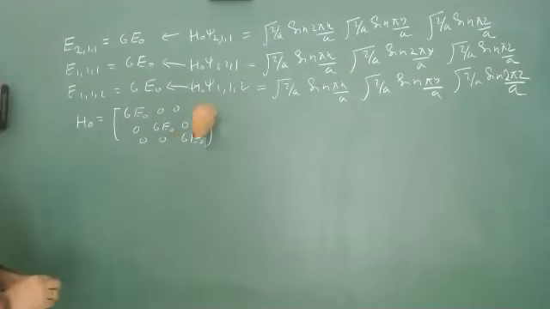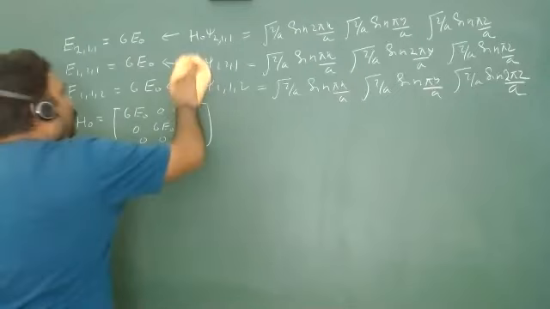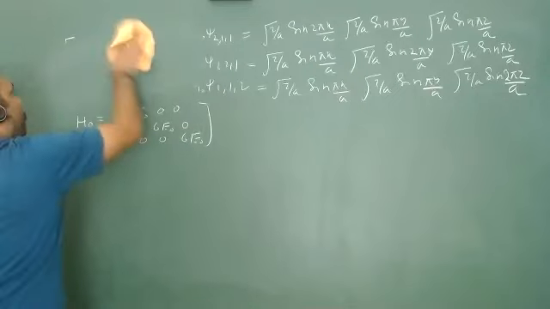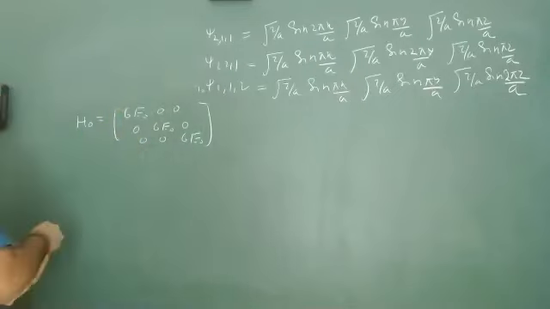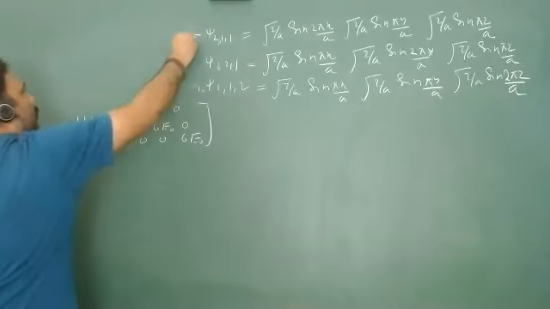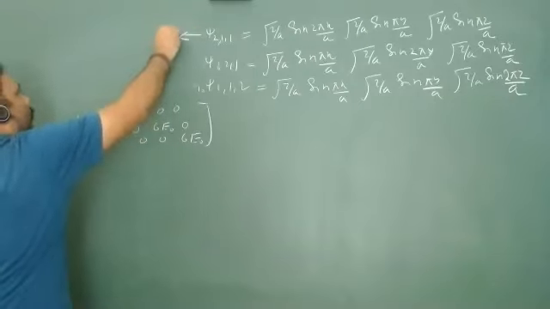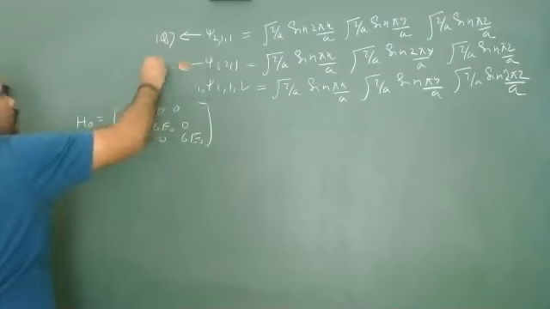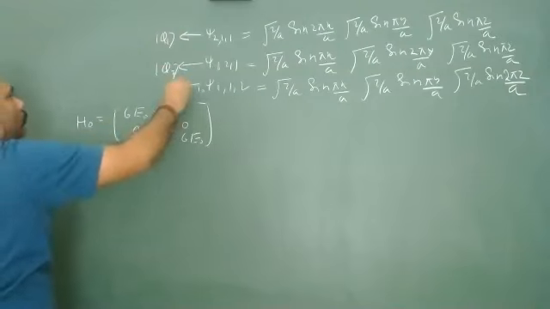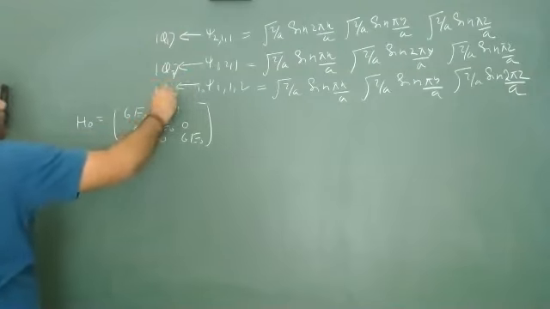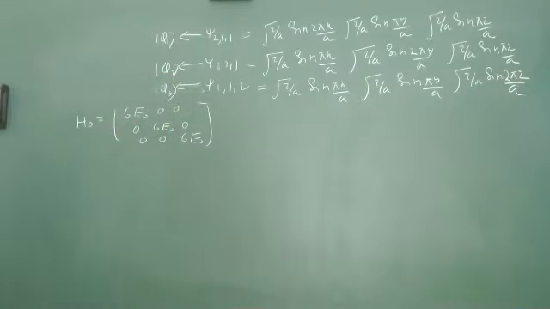So for convenience, you can write this as, let's say, phi 1, phi 2, phi 3. Can you please tell me what will be this element? Which element is this? How will you get this one?